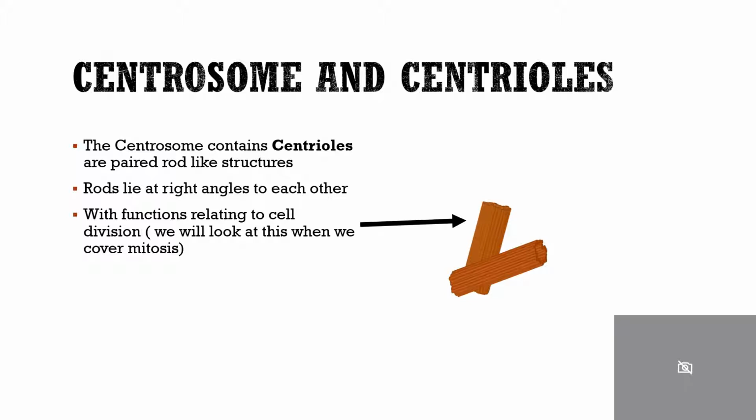Centrosome and centrioles. The centrosome contains centrioles, which are paired rod-like structures, as per the image. They lie at right angles to each other and with functions relating to cell division.